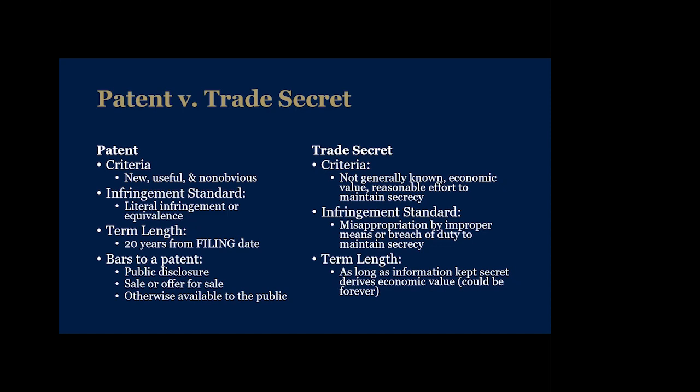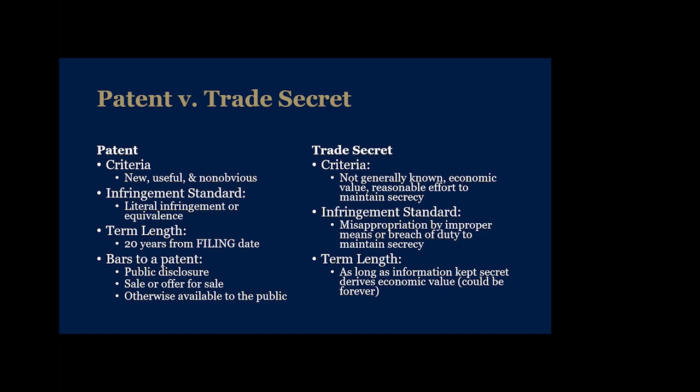And next, we'll look at the bars to a patent. These are things that would prevent you from being able to patent your invention. These are public disclosures, sale or offered for sale, or otherwise available to the public. The main reason for the bar of a patent is kind of just the general idea that you do not want to take away from the public what it already has.